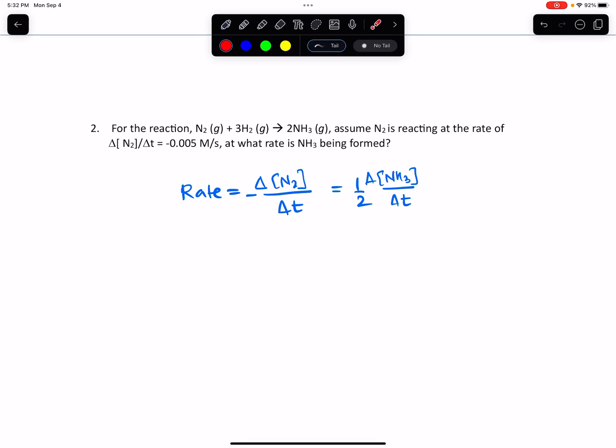A quick and easy way to think about this is, whenever you're looking at a reaction and you're trying to express the rate in terms of the molarity of the reactant or the product decreasing or increasing over time, all you do is take the change, the delta N2 or the delta NH3, over change in time, which is delta T, and just put the coefficient as a denominator. Put 1 over the coefficient, and there you have it, okay?